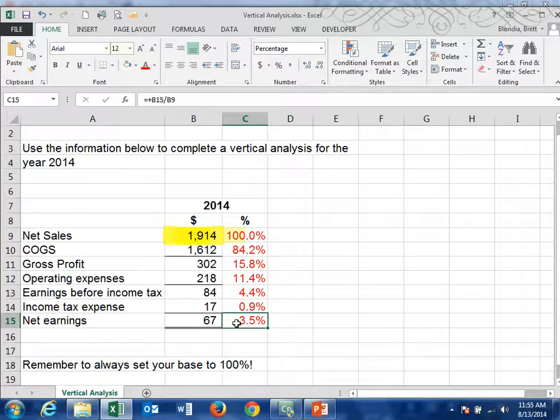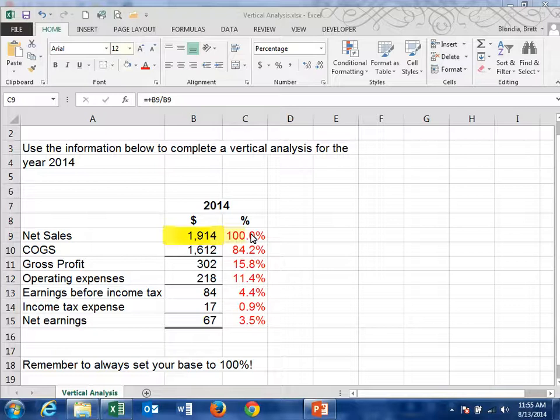So you do that same kind of concept for a balance sheet. You would go to the balance sheet and find the base amount, highlight it, set it to 100%, and then you express everything else as a percentage of the base. Okay? And that's all there is to a vertical analysis.